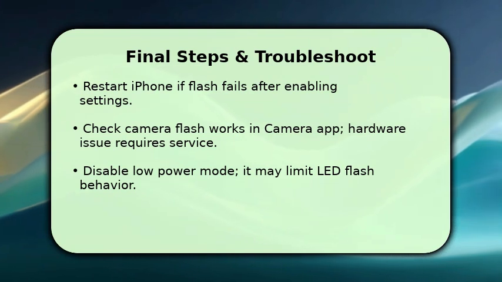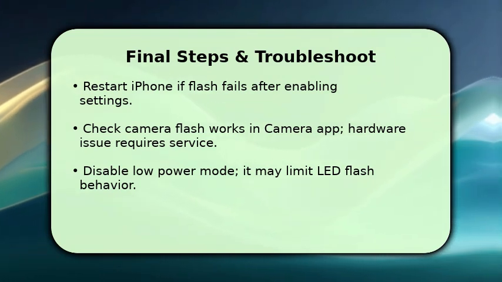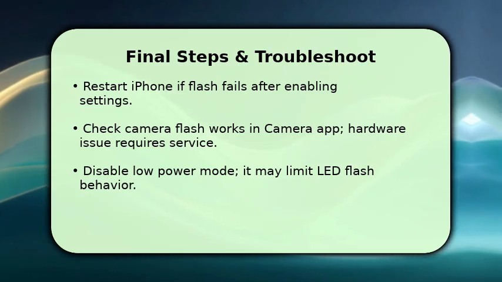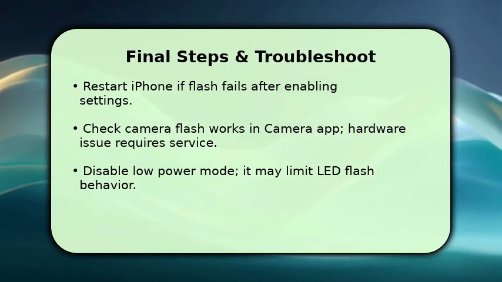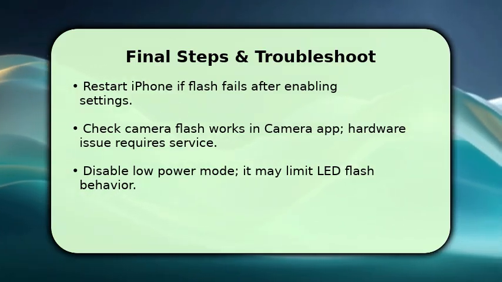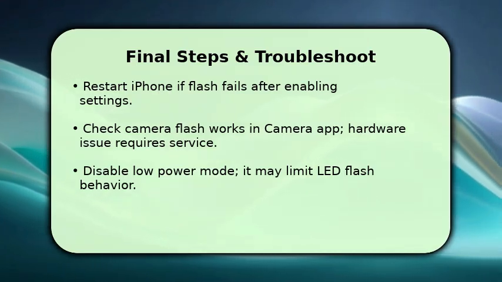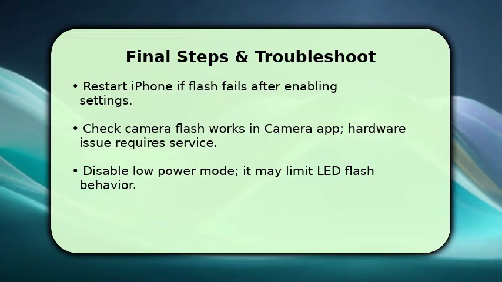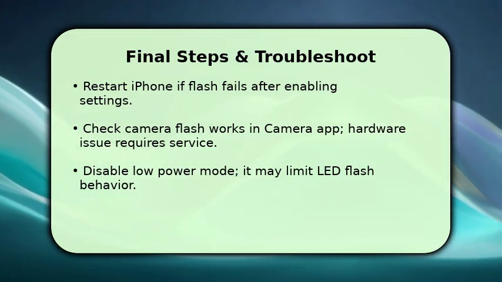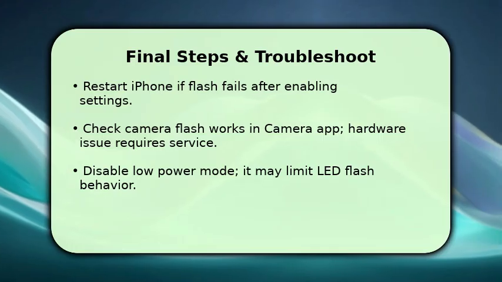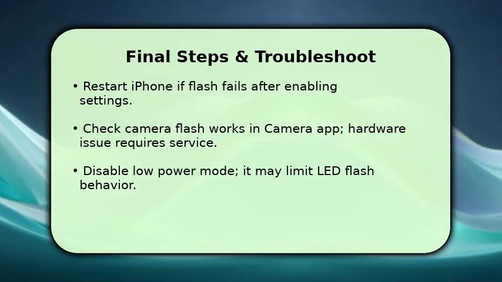If it doesn't work, restart the iPhone first. Simple reboots resolve many settings glitches. Make sure the camera flash itself functions in the camera app. If not, you likely have a hardware issue that needs repair. Also ensure low power mode is off because it can change system behaviors. If problems persist after these steps, contact Apple support or visit an authorized service provider.